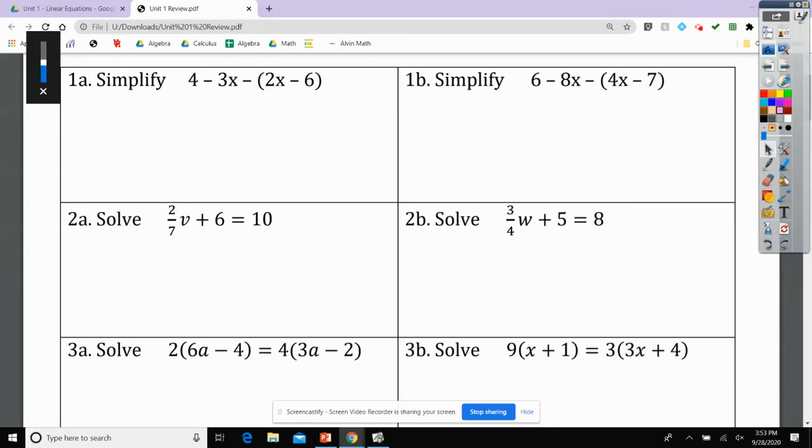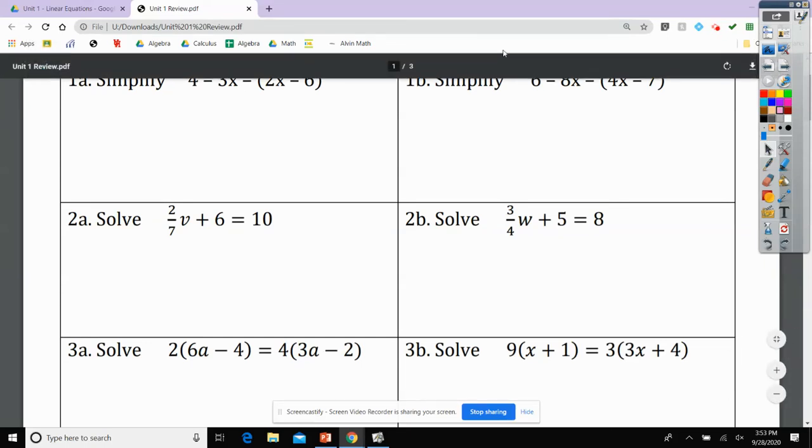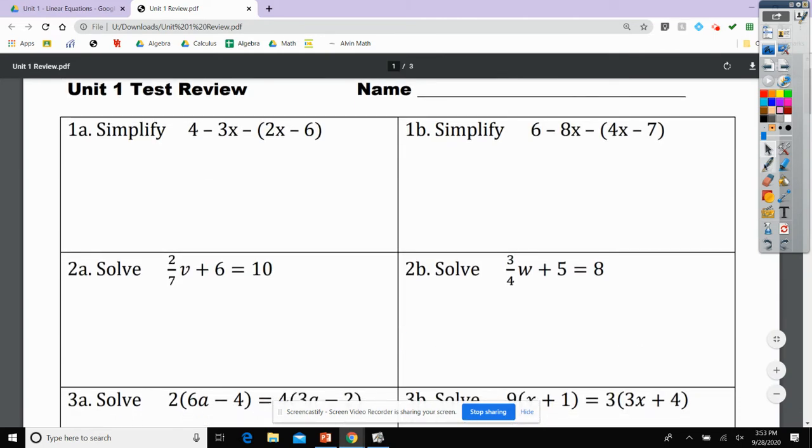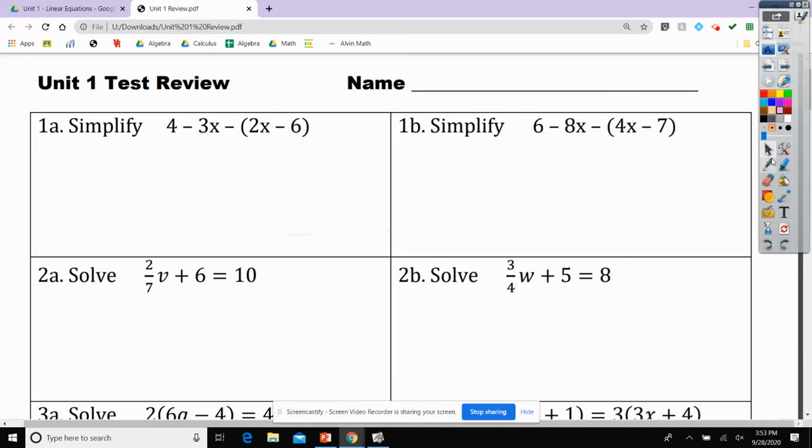All right, so this is going to be the B problems of the review. Your teacher should have gone over the A problems in class. So first we're going to start with 1B. And for this one, it's just a simplify problem. So anytime you see simplify, that does not mean that you are solving. You are just going to distribute and then combine any like terms that you have.